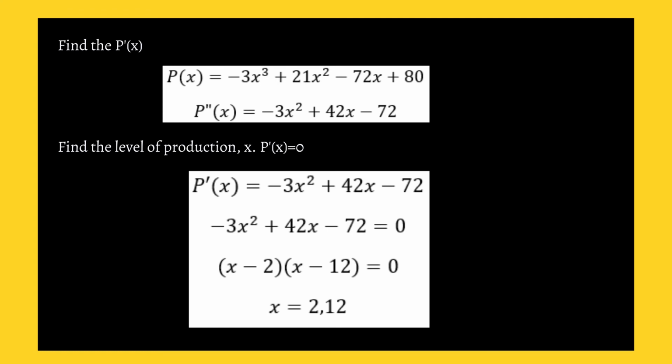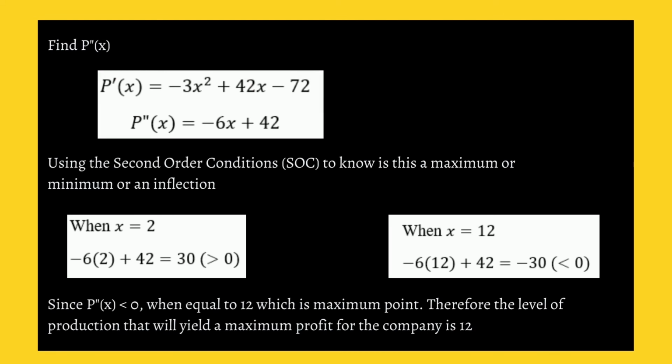Next is to find the level of production. To find it, we set the derivative equal to 0. Then we get the levels of production 2 and 12. To get these, we can use two methods: a calculator or trial and error factoring. Next step is to find the second derivative to find the exact unit that maximizes profit. The last step is to check the production level using the second order condition, SOC, to know whether it is a maximum, a minimum, or an inflection.